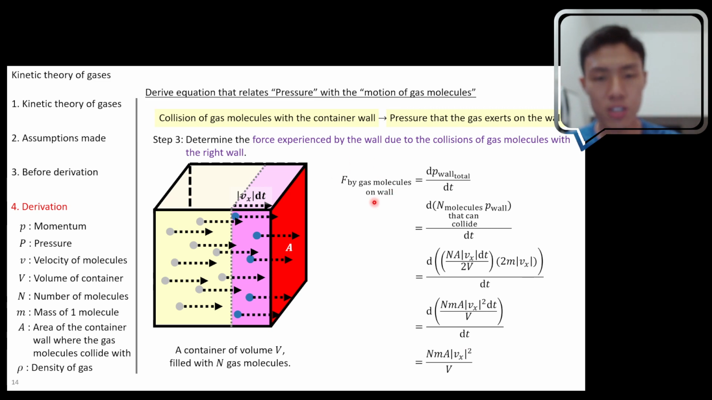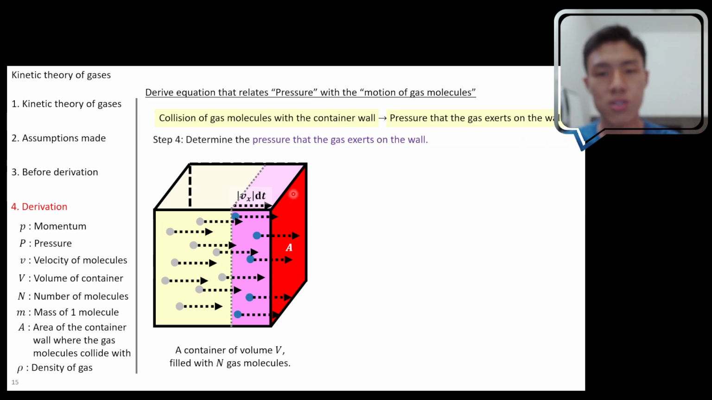Then from there, you are able to get this equation, with A, V squared divided by V. So this is the force exerted by the gas molecules on the wall. Again, this is the equation, but it's still halfway. Our final destination is pressure. We have the force right now, so by taking this force divided by the area of the wall, you will get force divided by area, pressure.